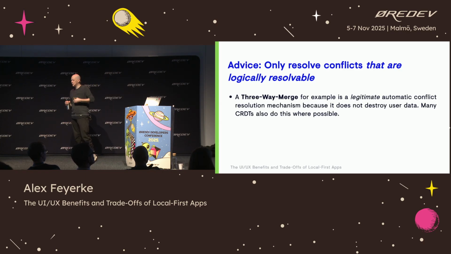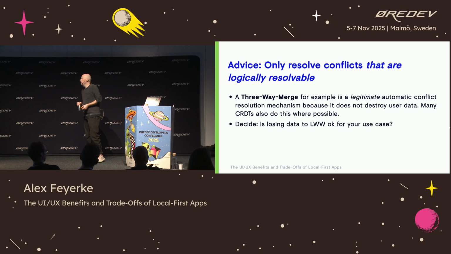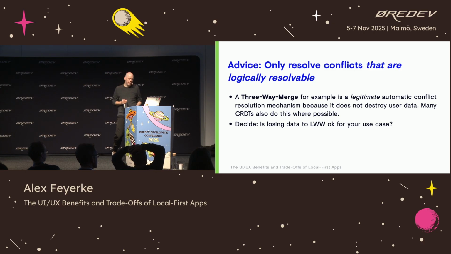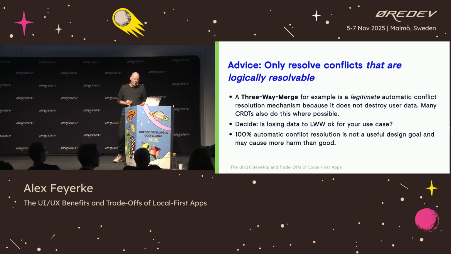Only do automatic conflict resolution where it's logically feasible, right? So I'm going to hurry up a bit now. A three-way merge, for example, is a legitimate way of doing this because it retains all inputs. Nothing gets lost or deleted. And many CRDTs do this. If you do last write wins, make a conscious decision. Is this okay for you? And 100% automatic conflict resolution isn't a useful design goal, and it can cause more harm than good.